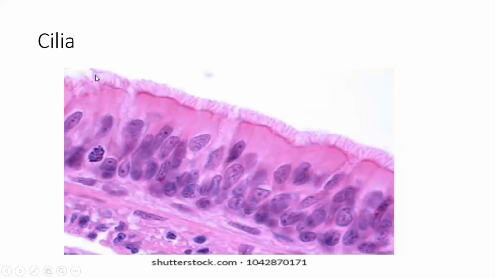Cilia. On the apical surface, some unique cells have these structures called cilia. Cilia are finger-like projections at the apical surface of some epithelium, which make some things move. You can take an example in the fallopian tube, where the eggs come out from the ovaries and want to move to the ampulla of the fallopian tube. There we have these cilia to help them move.